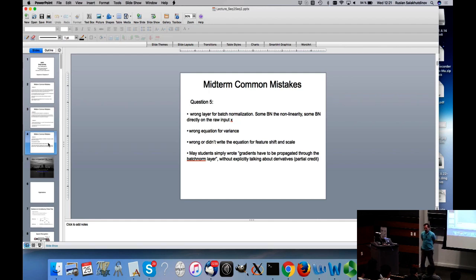So batch normalization has actually become one of the standard techniques. You can't really train a lot of networks without using batch normalization.